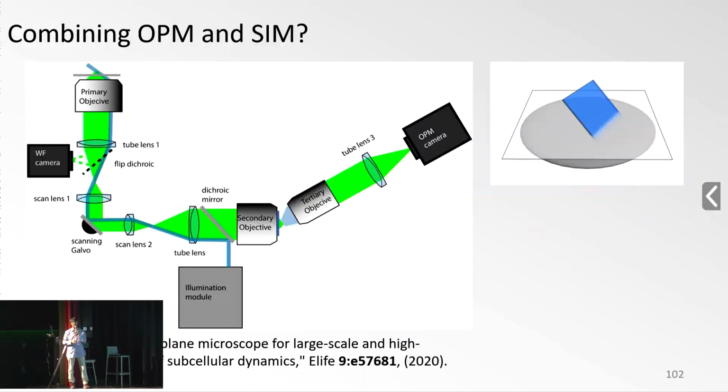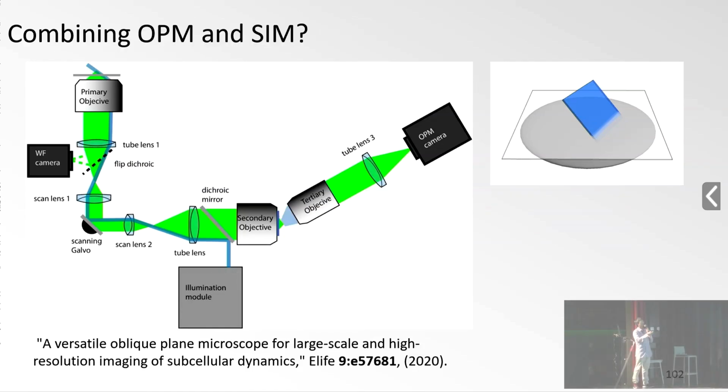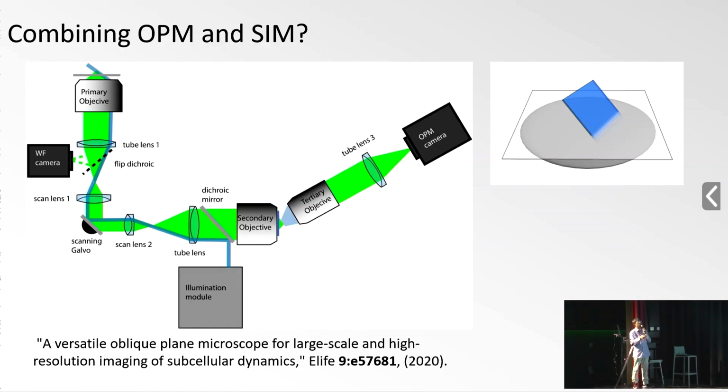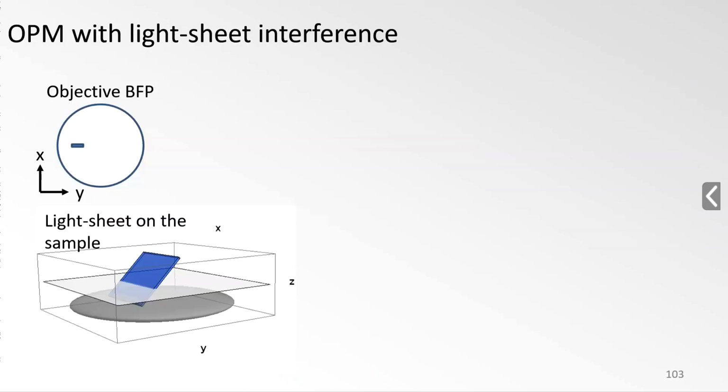So now we have the OPM system, and we want to combine the OPM with the structured illumination. And it is maybe possible. So basically, if you look at this part here, we create a light sheet here. If we can generate 2 light sheets, and then they have the interference pattern, now we have the structured illumination pattern. We can do SIM here. So to generate those 2 light sheets is basically very simple.